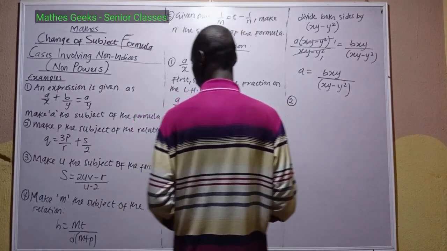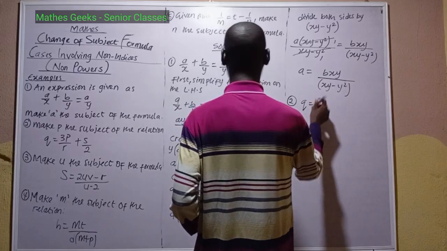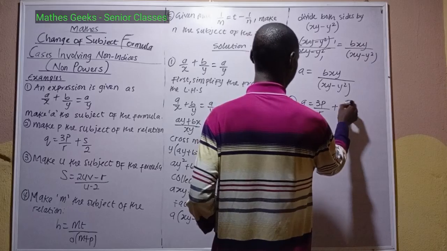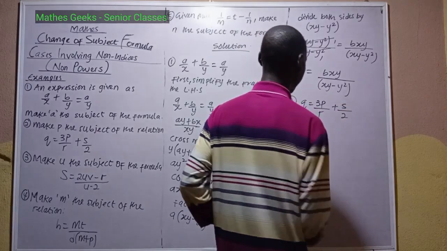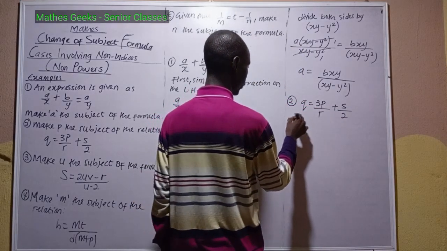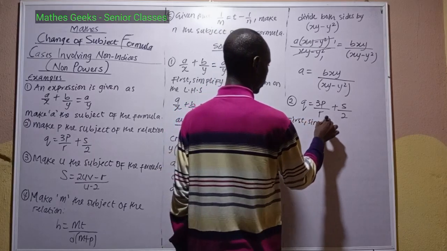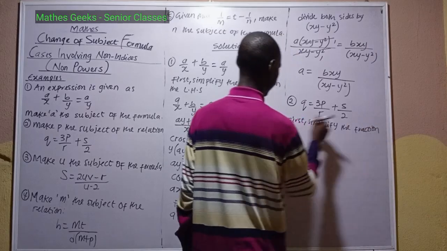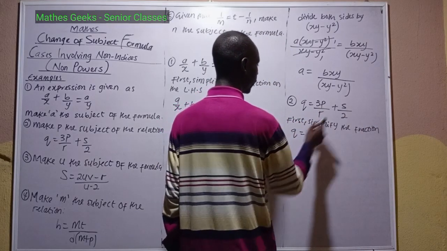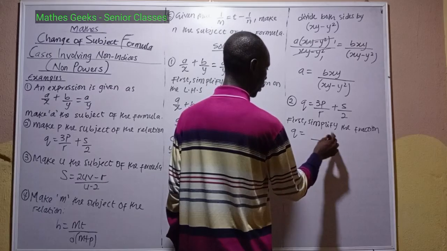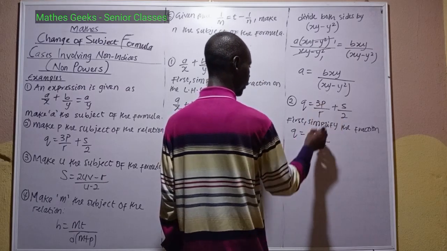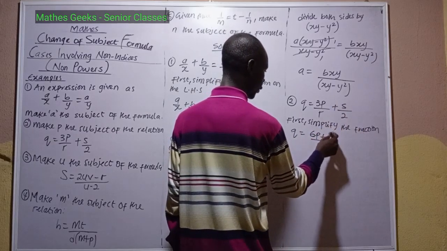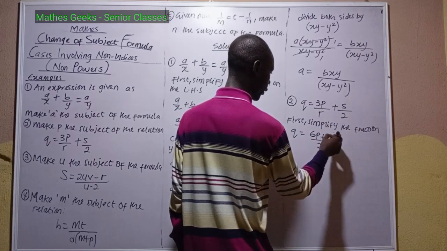Make P the subject of the relation Q equals 3P over R plus S over 2. So first, simplify the fraction. LCM of R and 2 is 2R. 2R divided by R is 2. 2 times 3P, 6P. 2R divided by 2 is R. R times S is RS.